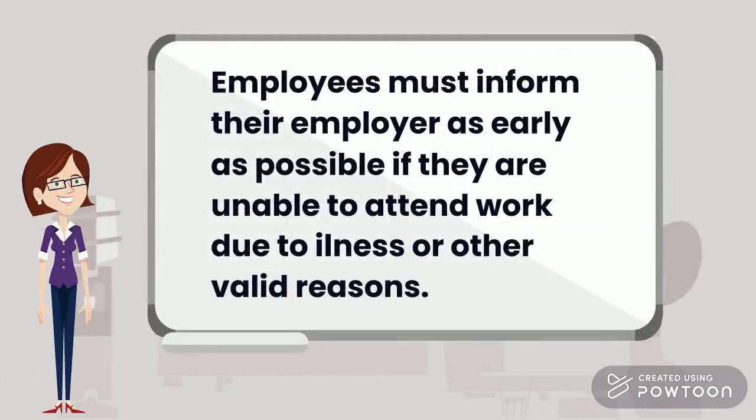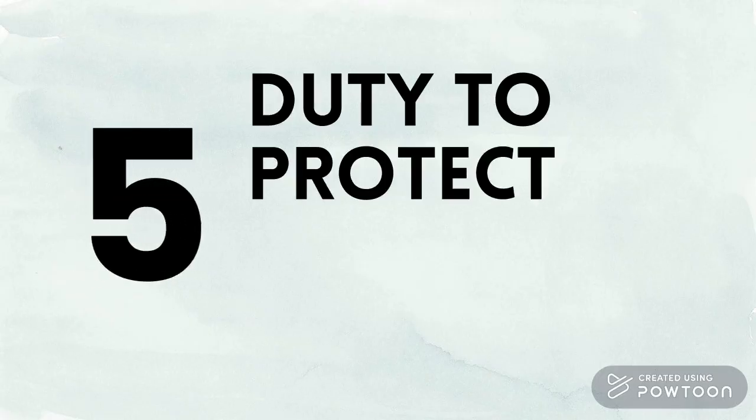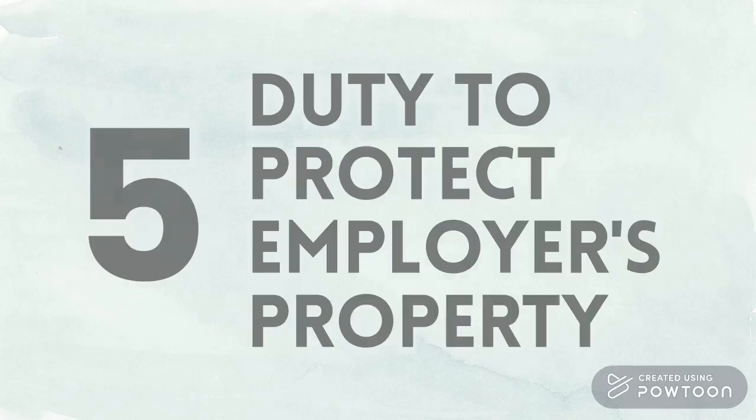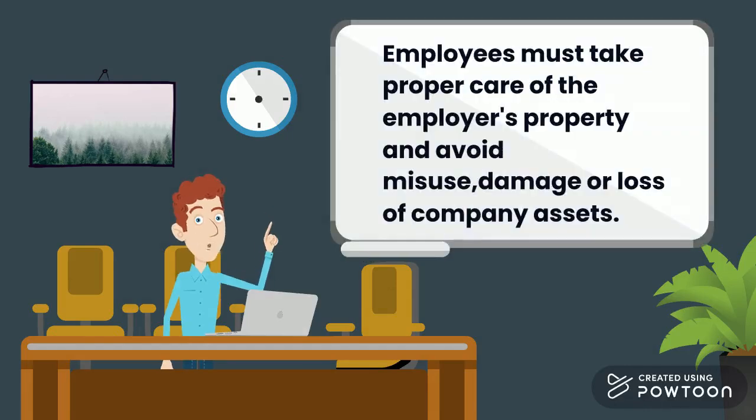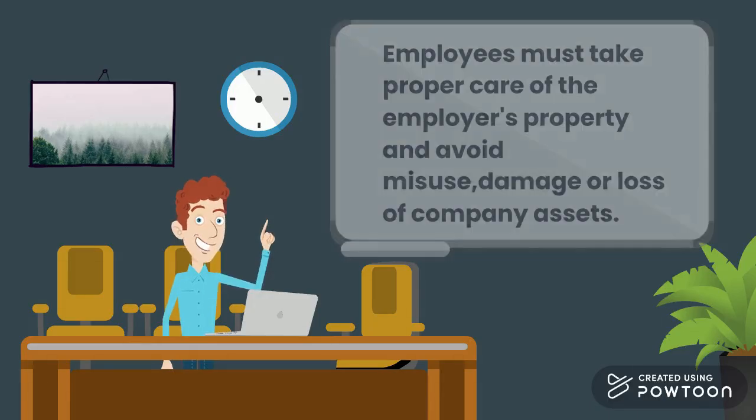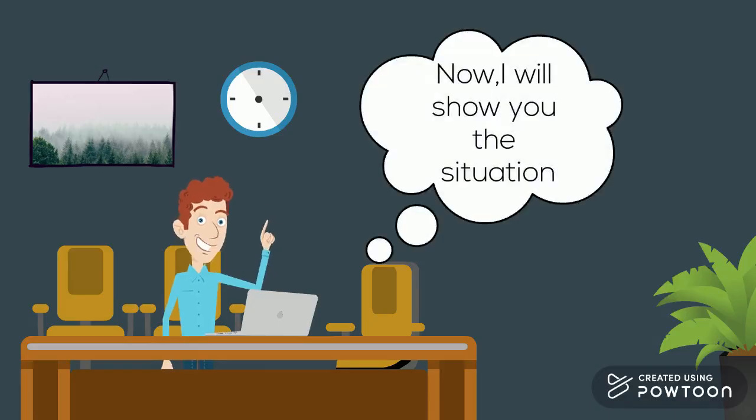This situation shows that the employee has fulfilled his responsibility to inform their employer as early as possible if they are unable to attend work due to illness or other valid reasons. 5. Duty to protect employers' properties. So what are the responsibilities of the employee in this duty? The responsibilities of the employee in this duty is that employees must take proper care of the employer's property and avoid misuse, damage, or loss of company assets. Now, I will show you the situation.